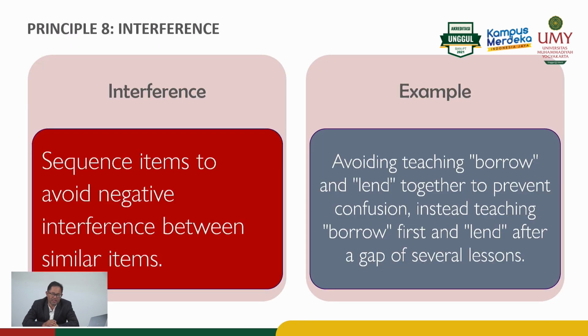The next one is interference. Sequence items so as to avoid negative interference between similar items. For instance, avoid teaching borrow and lend together to prevent confusion. Instead, teach borrow first and then lend after a gap of self-relation. So this is the principle of content and sequencing.